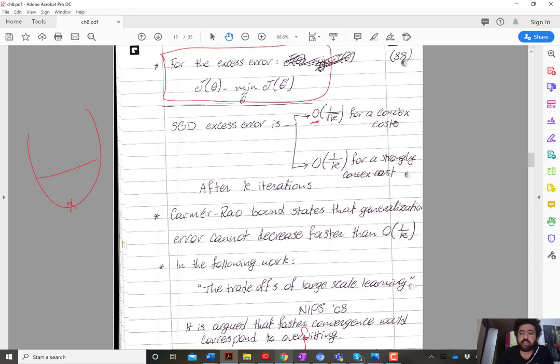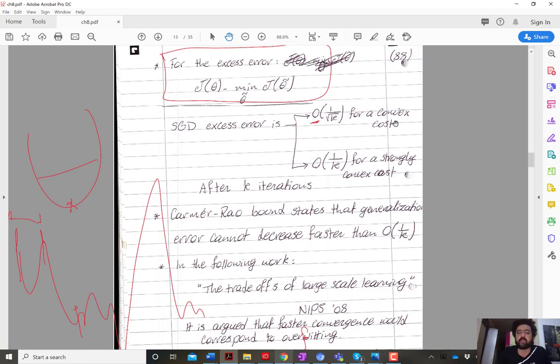A general function would typically look like this, so it would be convex in certain regions. If I only look at the region from here to here, then the function is convex. If I only look at the region from there to there, the function is convex. Usually these assumptions make sense within the local neighborhood of the optimal solution, but in general, convexity is not guaranteed at all.